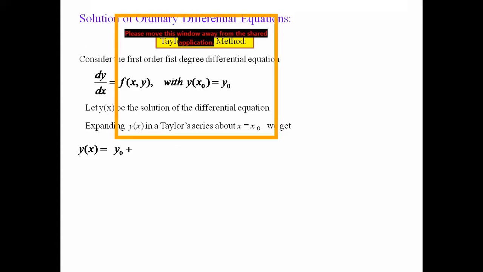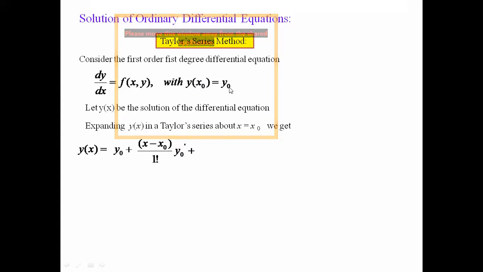Each term is given as follows. The first term is the value at the starting point, that means the solution for the differential equation at the point, y naught. Plus then you add x minus x naught by 1 factorial into the derivative of that function at the point x equal to x naught, y equal to y naught. It is denoted by y0 dash.